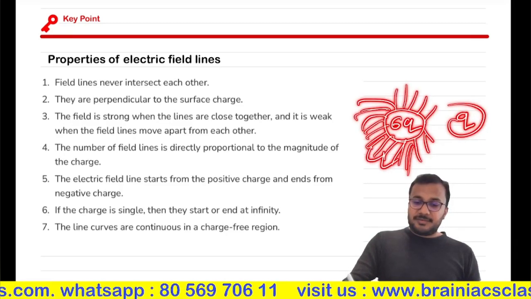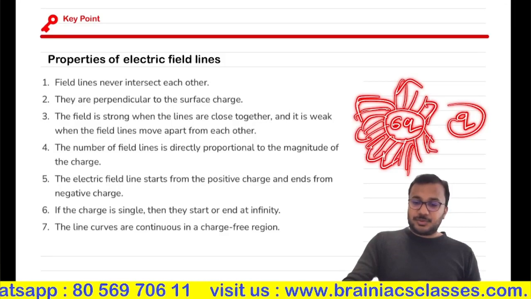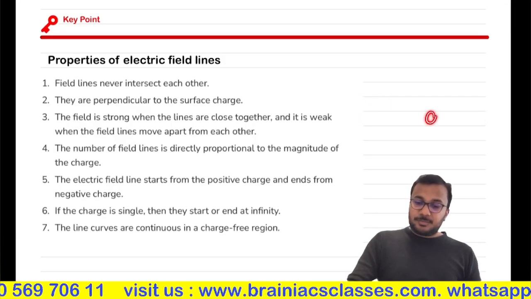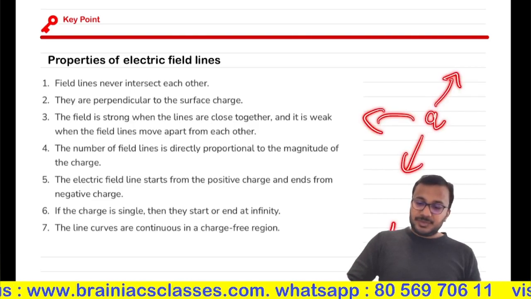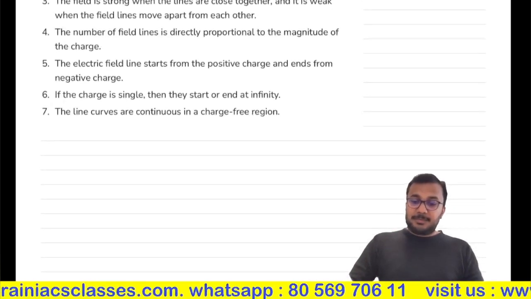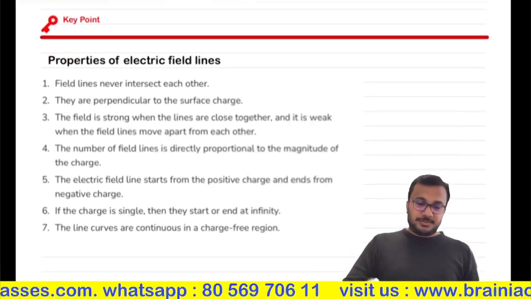Positive means it is going away. But if you have a small q, you have very few field lines like this one. If you have 4q, then what will happen? You have a large number of lines here.